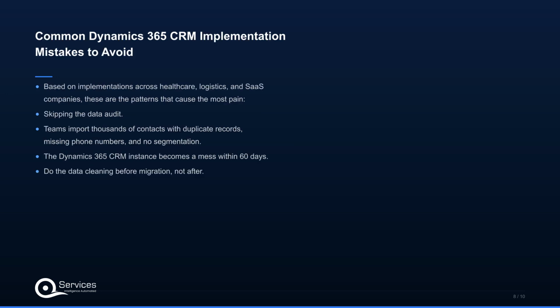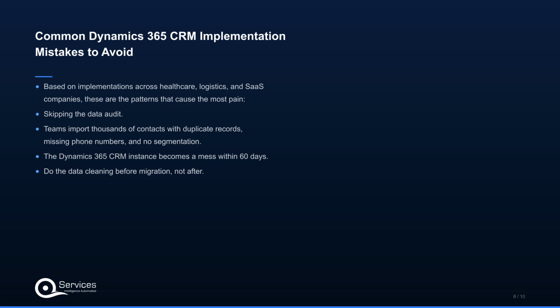Next up, let's talk about common Dynamics 365 CRM implementation mistakes to avoid. Based on implementations across healthcare, logistics, and SaaS companies, these are the patterns that cause the most pain. Skipping the data audit. Teams import thousands of contacts with duplicate records, missing phone numbers, and no segmentation. The Dynamics 365 CRM instance becomes a mess within 60 days. Do the data cleaning before migration, not after.